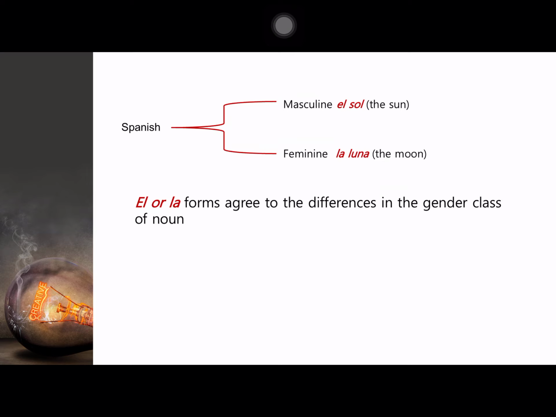There are two grammatical genders in Spanish, masculine and feminine, as can be seen in the diagram and illustrated by the expression el sol, the sun, which is masculine, and la luna, the moon, which is feminine. We can see the different forms of the definite article in Spanish, la and el. Both of them correspond to the differences in the gender class of the noun.